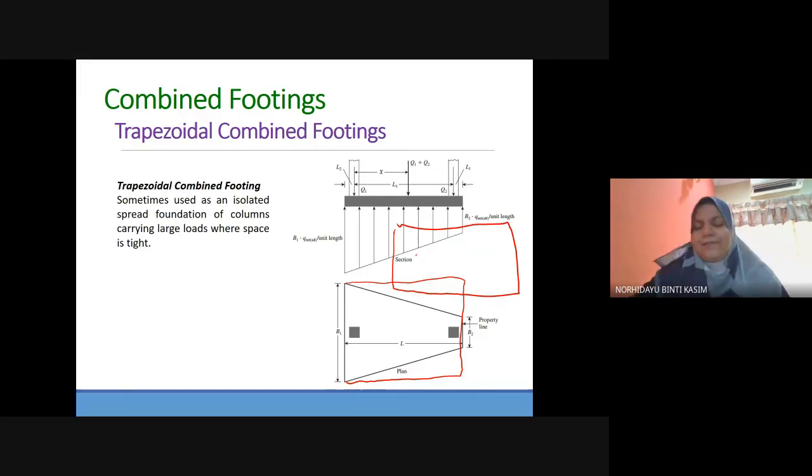Okay, so you have a choice. Even though you have a space constraint, you can design for the foundation also. You can use a trapezoidal type of combined foundation. So L is the length of the foundation. B1, B2 is the width of the foundation. This one is the same as the previous photo, the location of all of the parameters.